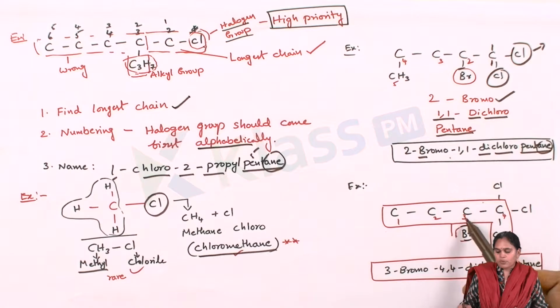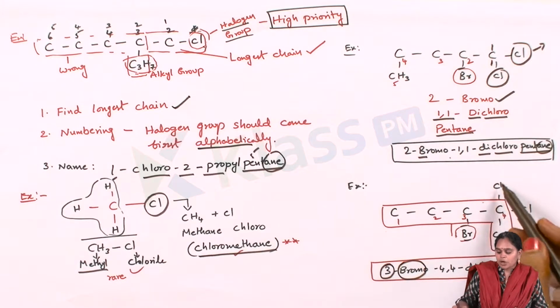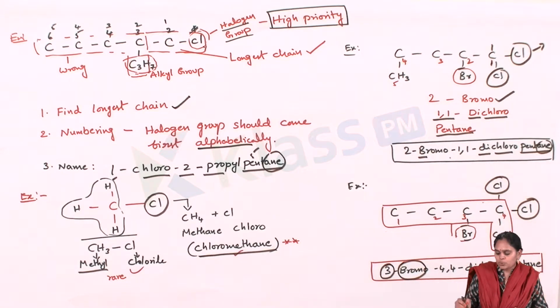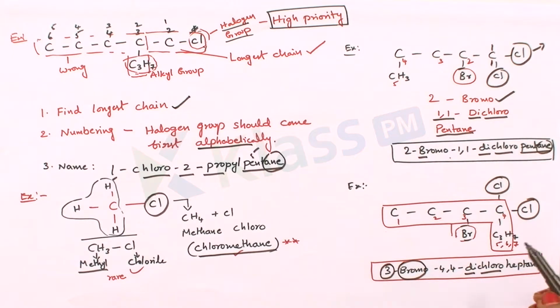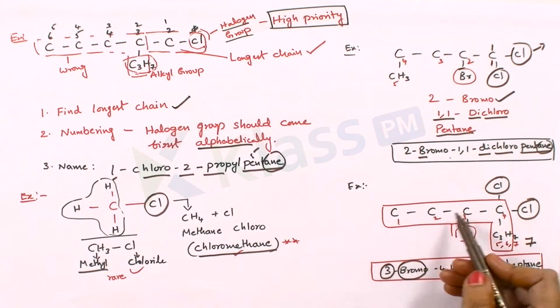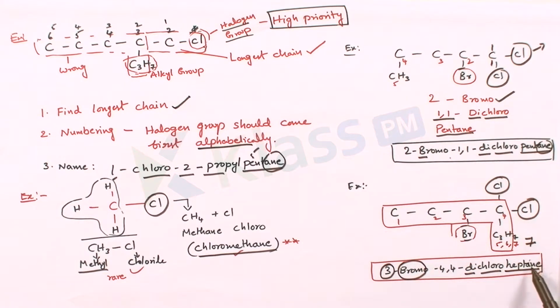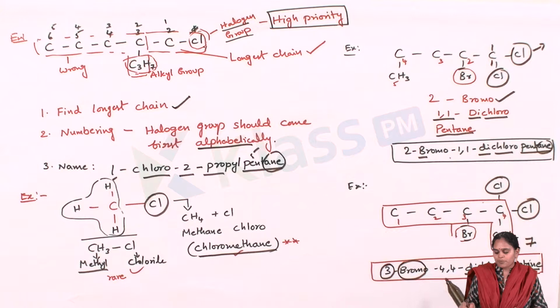So 3 bromo, in the third carbon bromo is added, and then in the fourth position, how many chlorines are there? 2 chlorines, 4, 4, that is dichloro. How many carbons are there? 7 carbons are there. So heptane, all are single bonds. So ane, heptane. Hept means 7. So this is heptane: 3 bromo, 4, 4 dichloroheptane.